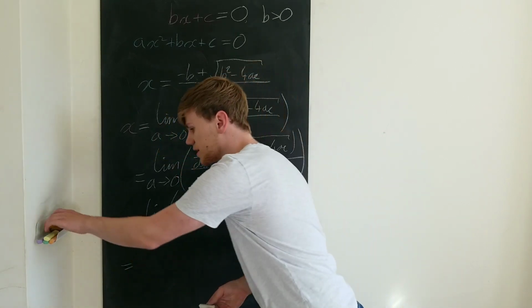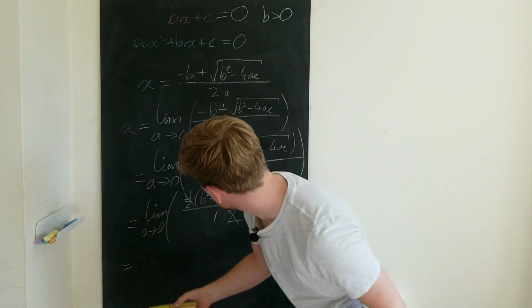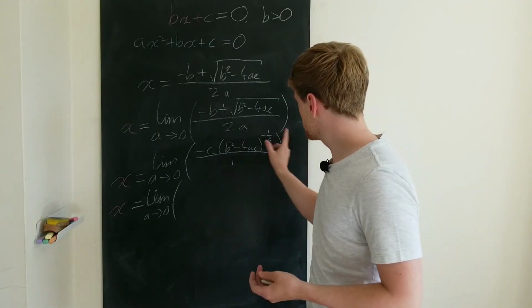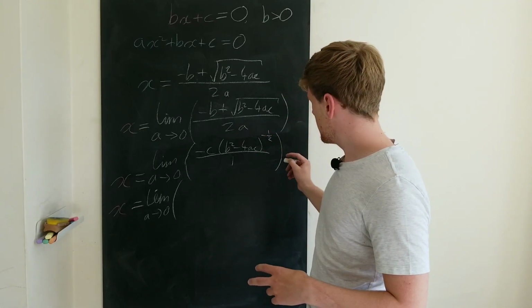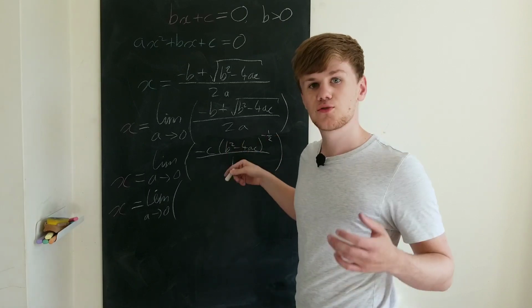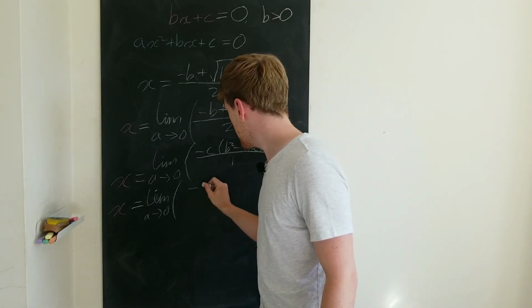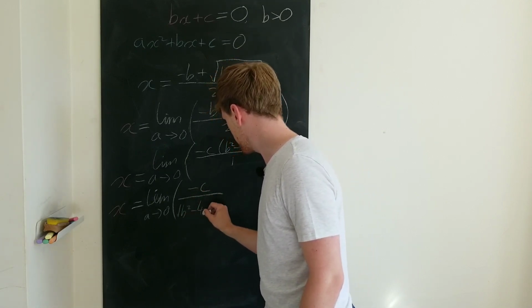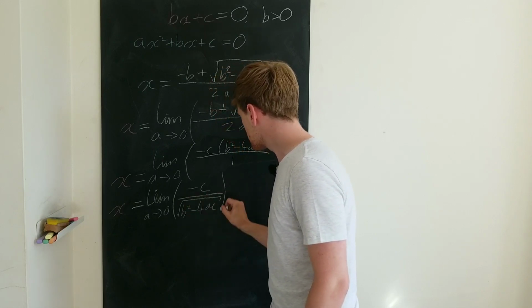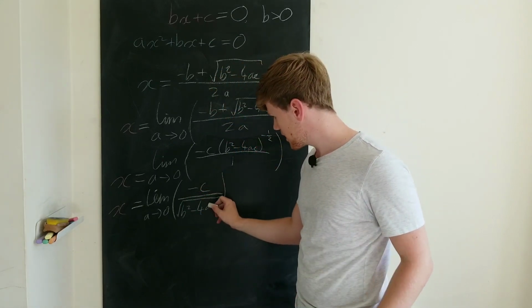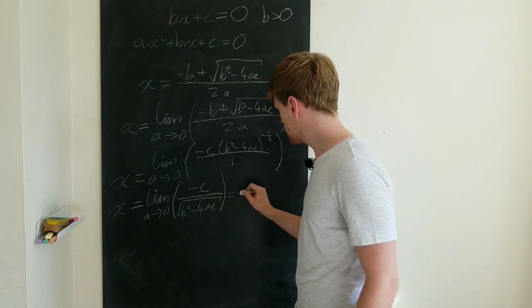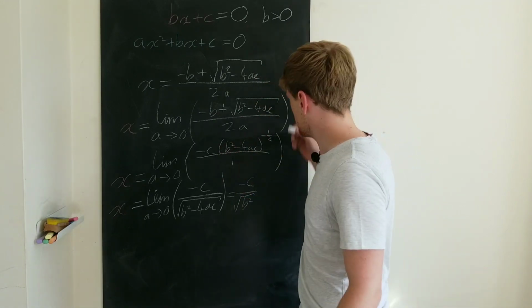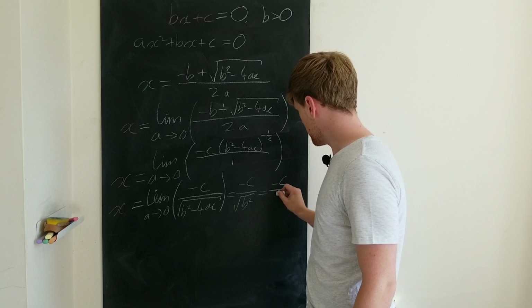I think I might be running out of space on the blackboard, so I'm going to just rub some stuff out. Okay, so this is what we've rearranged our expression to. What I'm going to do now is bring this b squared minus 4ac to the negative half to the bottom of the fraction, and we get negative c over root b squared minus 4ac. Now we can just let a equal 0 in this expression, and we get that this term goes to 0. So this is just negative c over the square root of b squared, and since b is positive, this is just negative c on b.